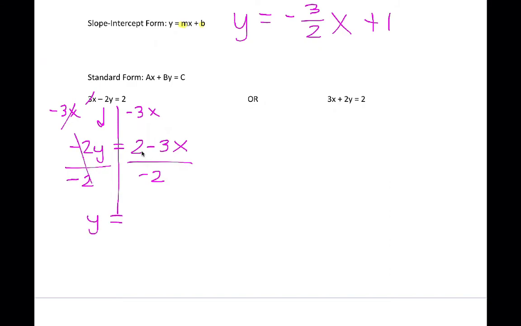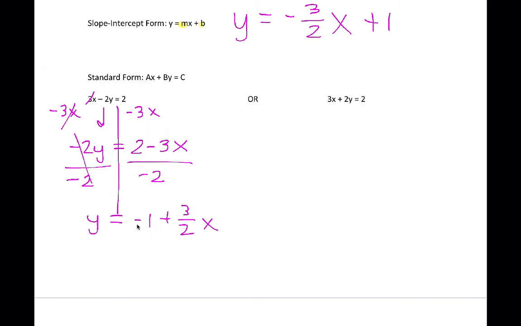My -2 cancel, so y drops down. Okay, notice on this other side, there's two things on the numerator. I'm going to take one at a time and divide by -2. So first, I'm going to take this 2 and divide by -2. Well, that's going to give me a -1. Then I'm going to take -3x and divide it by a -2. Well, a -3 divided by a -2 is a +3/2. And I can't forget about my x.